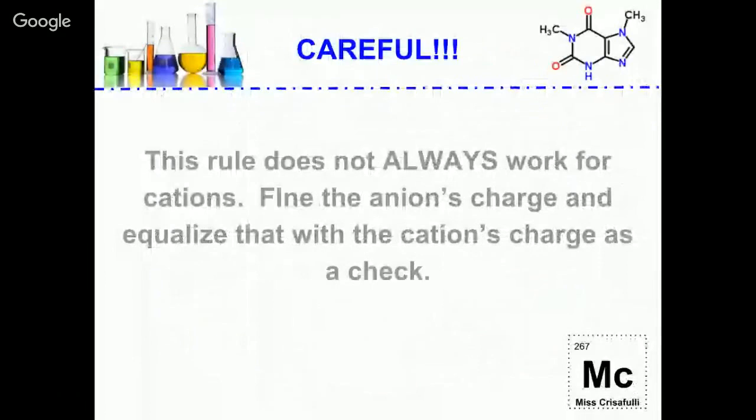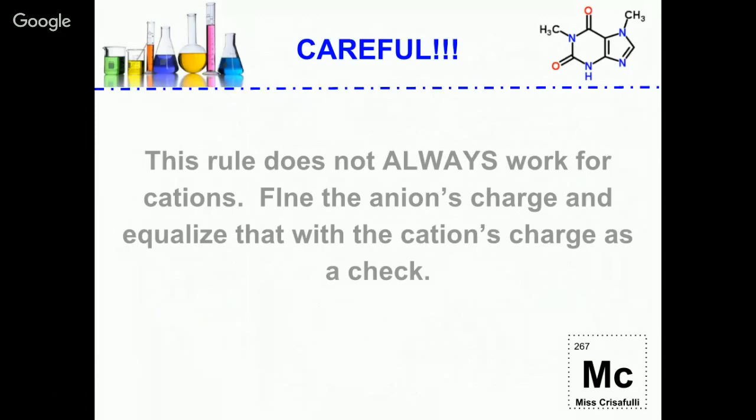Be careful though, because this rule does not always work for the cations. So what you're going to have to do is find the anion's charge and equalize that with the cation's charge as a check. Remember, for ionic compounds, the overall charge of the compound is going to be neutral. So your cation charge and your anion charges are going to have to cancel.